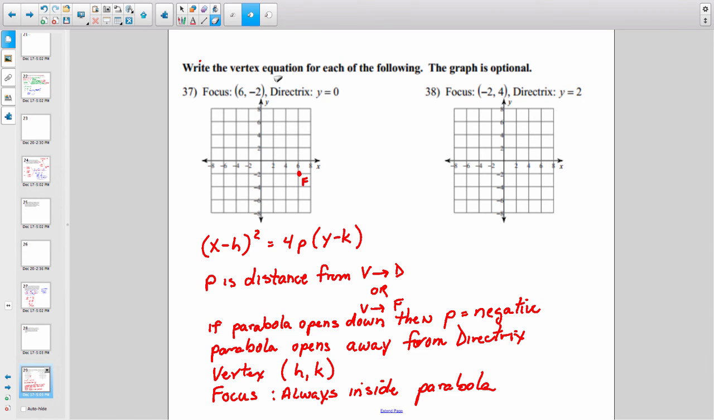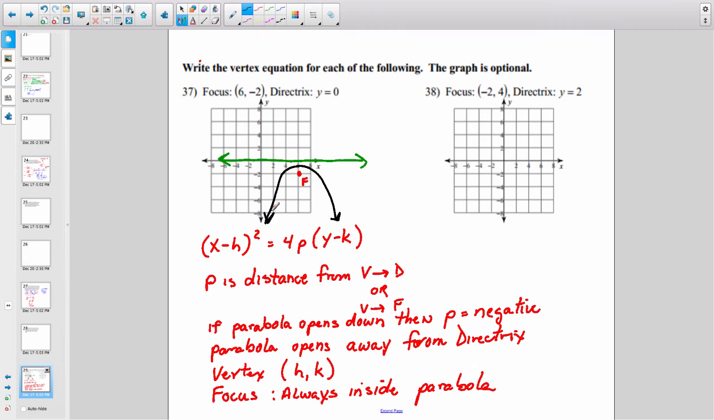Okay, the directrix they gave us, they said it was y equals 0, so that's going to be this sucker right here. There's my directrix. Well, that's my answer. I know it opens down because we said the parabola always opens away from the directrix. Let's go. It's a horrible drawing, sorry, but you get the idea. Looks like Darth Vader's helmet.